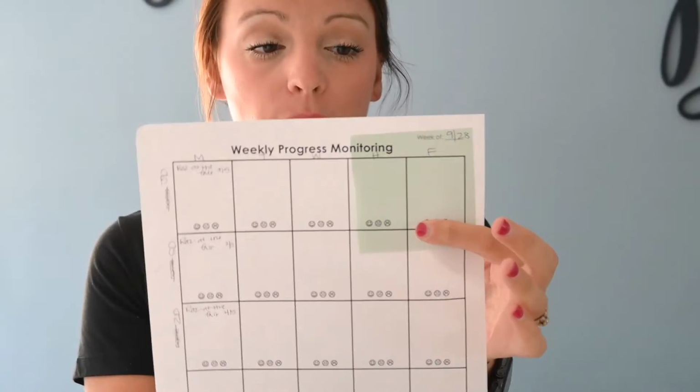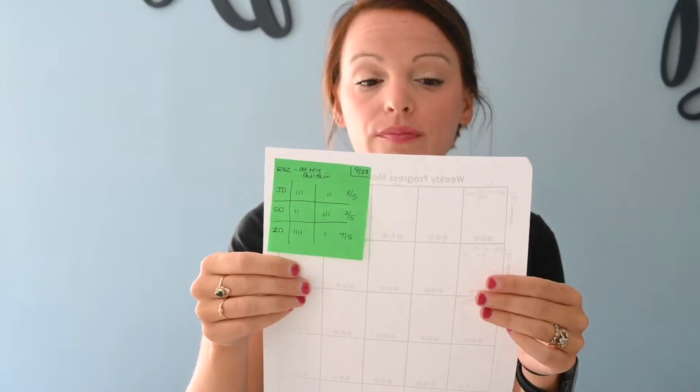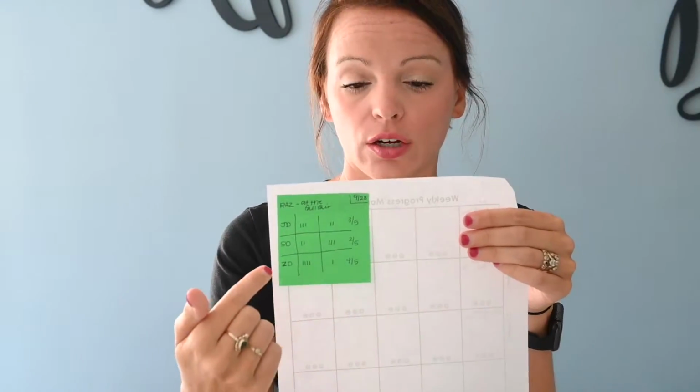So then at the end of the day, I will take them either to my desk or I'll sit at that back table there and go through all of these and put their progress monitoring on the sheet at the end of the day. Then when I'm finished with this sticky note, I just put it on the back of this weekly progress monitoring sheet. That way, when I go to put this in the file folder and I pull it out, I have all of the data here already.